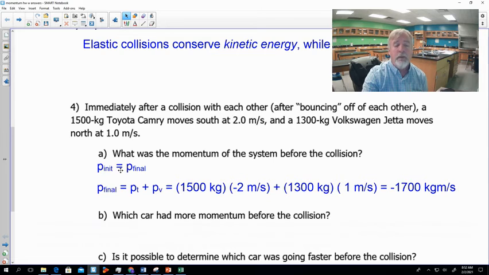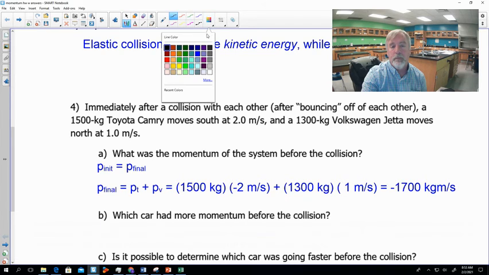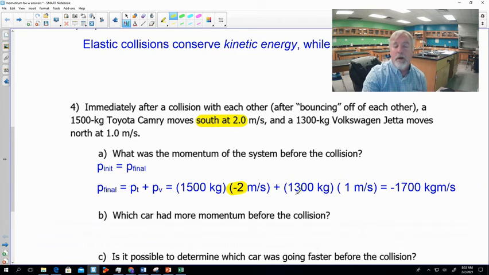We can calculate it. Our final momentum is simply the sum of the momentum of the Toyota with the momentum of the Volkswagen. Momentum, m times v, of the Toyota: 1,500 kilograms, negative 2 meters per second, because it's moving south. And we're going to add in the momentum of the Volkswagen, 1,300 kilograms, 1 meter per second. And we come up with negative 1,700 kilogram meters per second.